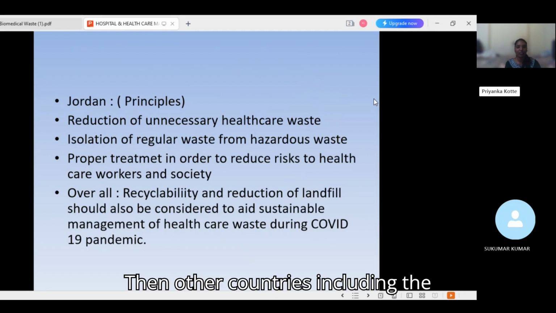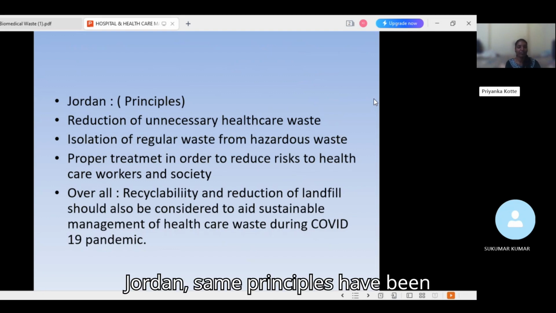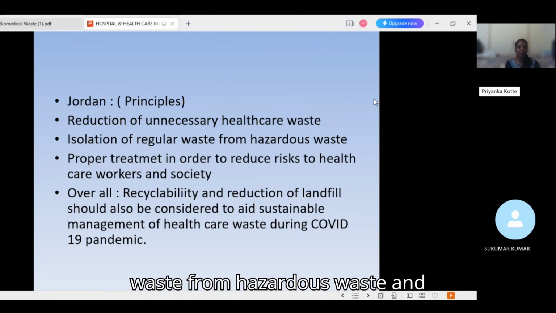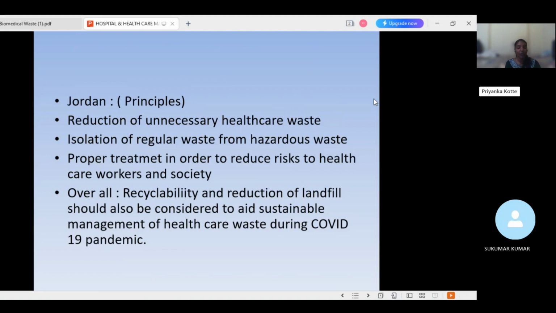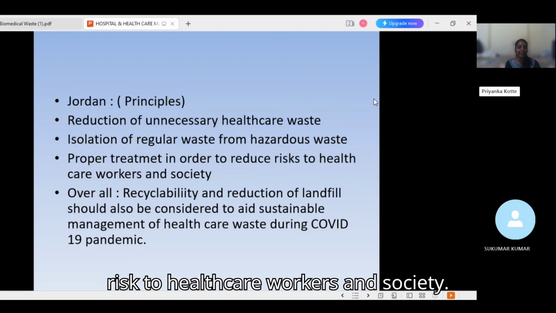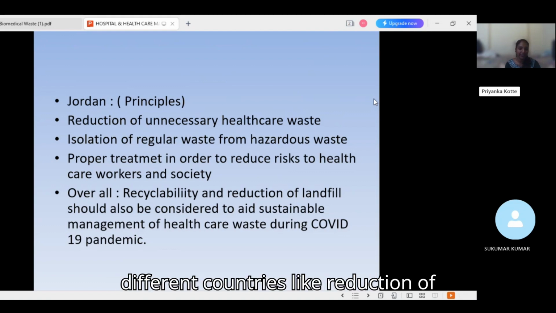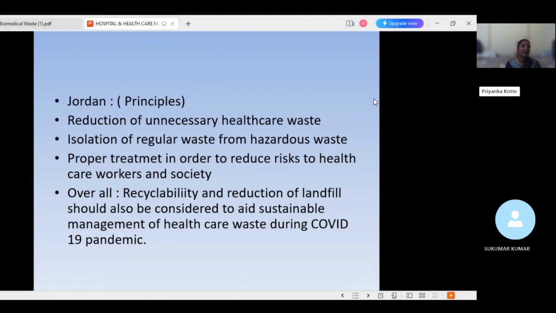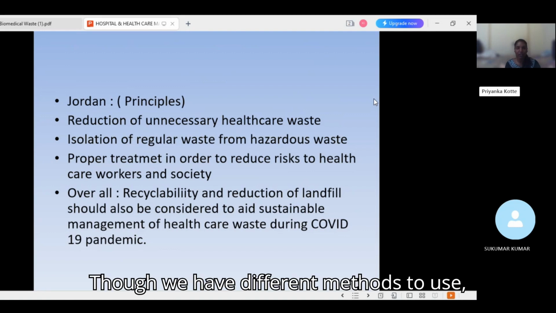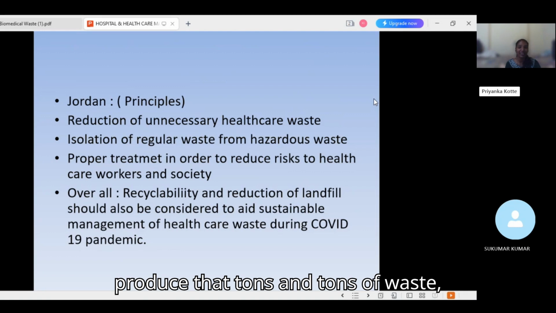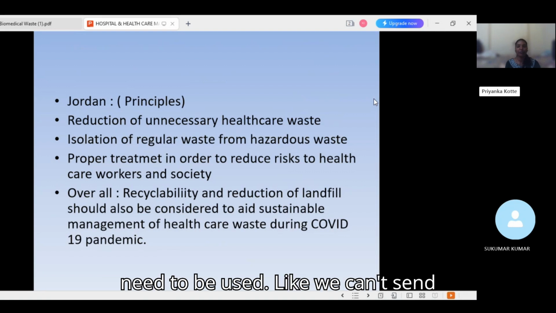Then other countries, including Jordan, followed the same principles: reduction of unnecessary healthcare waste, isolation of regular waste from hazardous waste, and proper treatment in order to reduce the risks to healthcare workers and society. Reduction of unnecessary healthcare waste means that though we have different methods and different transportation facilities, the source has to be cut down. We are not supposed to produce tons and tons of waste, which is also a good measure of controlling the waste. Proper treatment needs to be used.